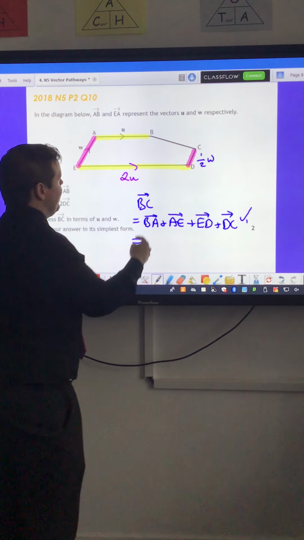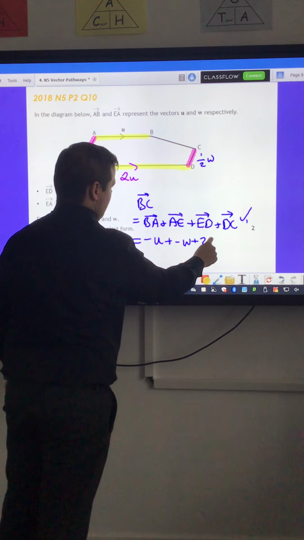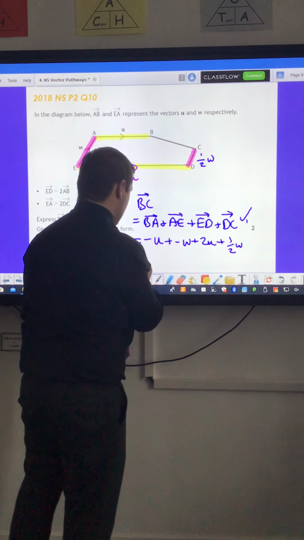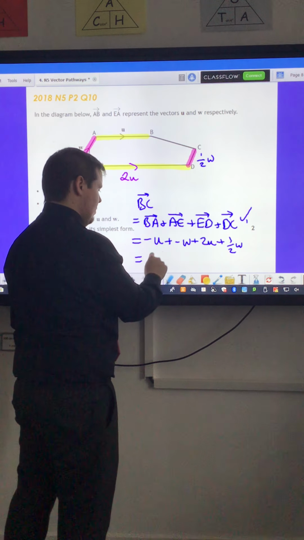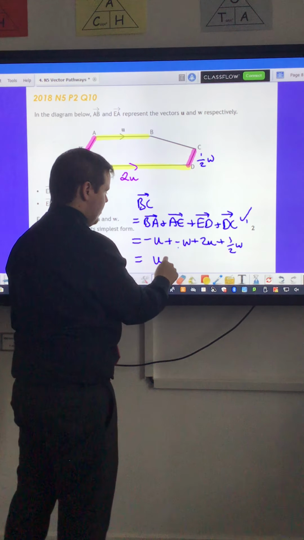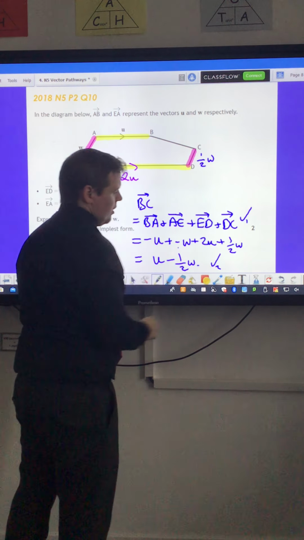This is also equivalent. Well, B to A is going back along, so that's minus U. A to E is minus W. E to D is plus 2U, and then plus a half of W. A wee bit of algebra to work here. So what we got, 2U take away U, so that is U. And then we've got minus W plus half of W is minus a half of W, and that would be mark number 2.